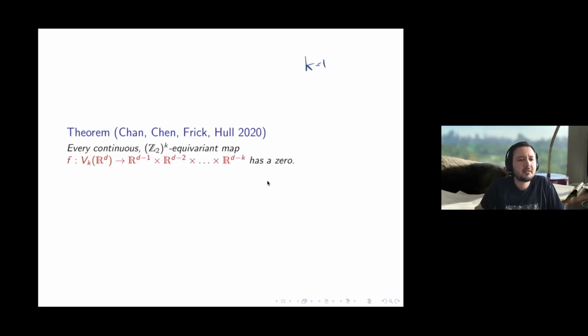And Chan, Chen, Frick, and Hull, they proved this using some clever topological invariant regarding the sum of degrees of some maps between spheres. And if it's odd, you guarantee zeros. If it's not odd, then maybe not. And for maps like this, they could check the parity of that invariant.